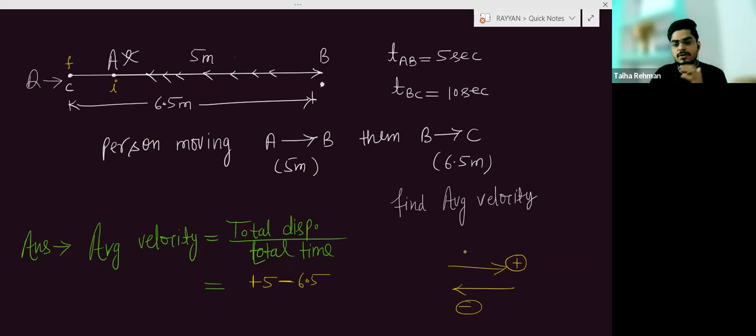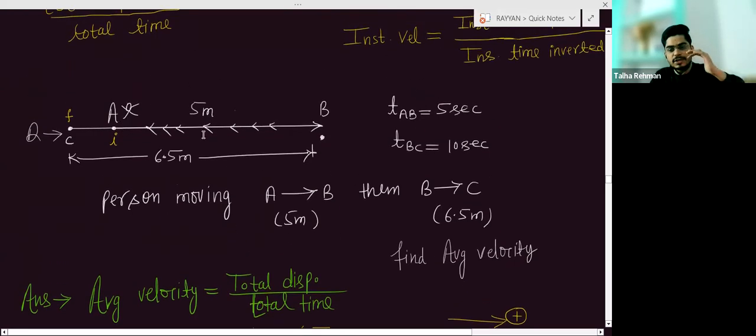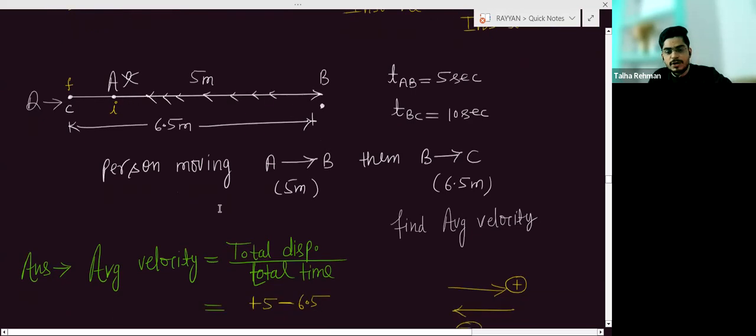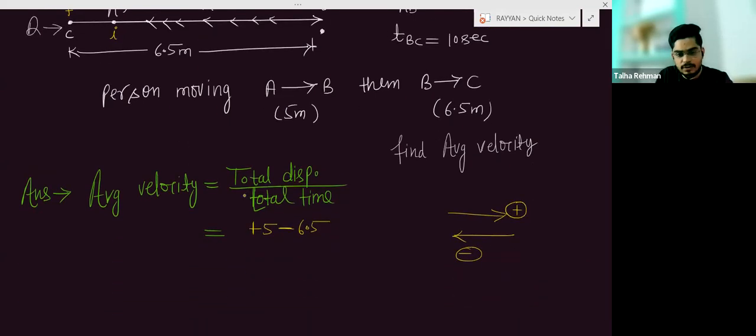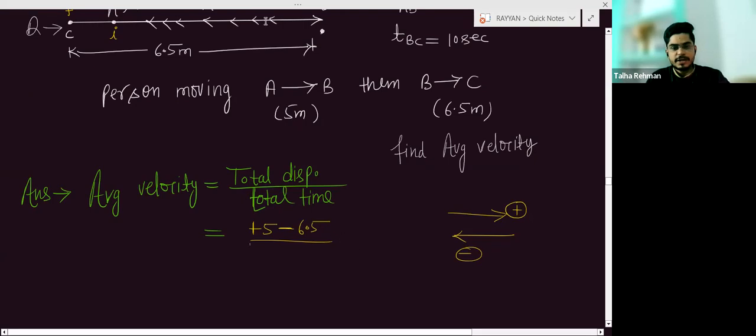So you have to consider direction also. This displacement, the final result you are getting is in this direction. So in this way it is better to do. First write the total displacement. In this direction the displacement is plus 5, and in this direction the displacement will be minus 6.5. So it will be minus 1.5, and minus sign is indicating this direction.